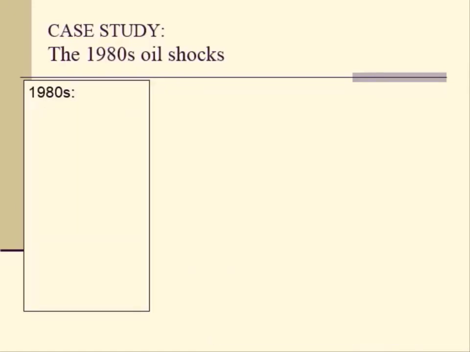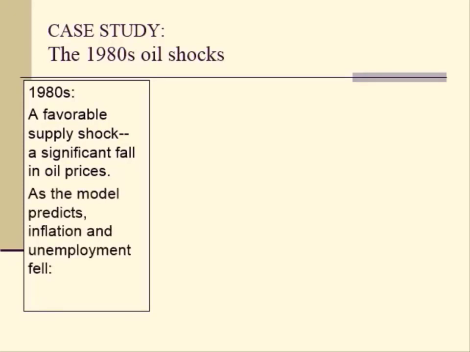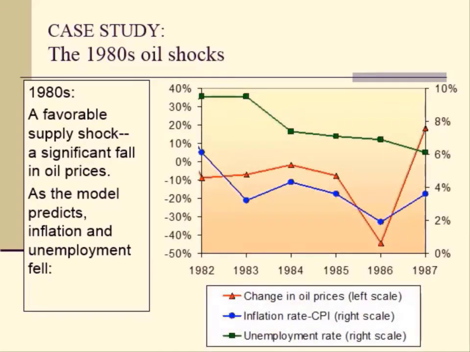On the other hand, in the 1980s, there was a favorable supply shock. That is, a significant fall in oil prices occurred. And as the model predicts, inflation and unemployment fell, that is in the short run. As you see in this graph, with oil prices falling, as output increases, the unemployment rate falls. Oil prices fell 8.7% in 1982 and continued to fall until 1986, when they fell the most, that is 44.5%, followed by the unemployment rate falling.